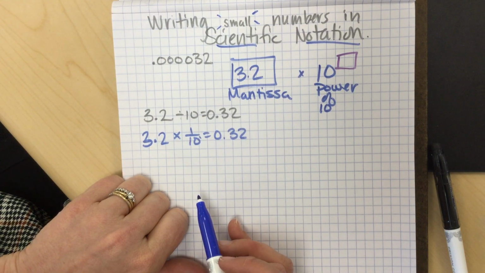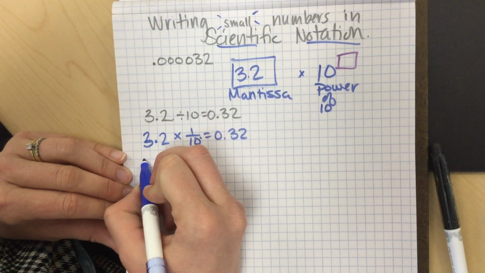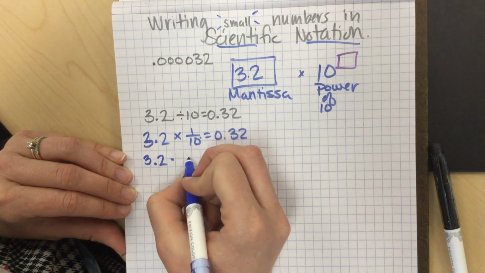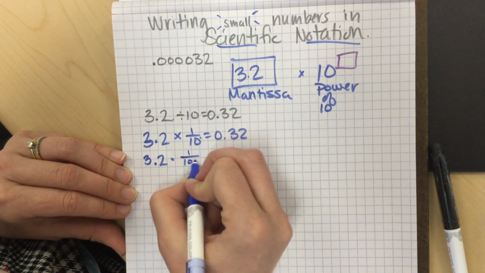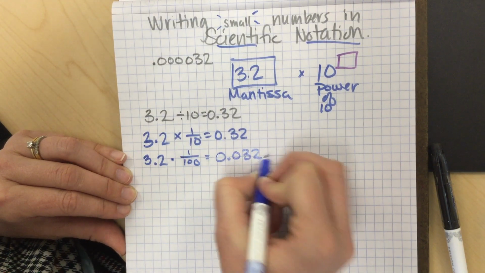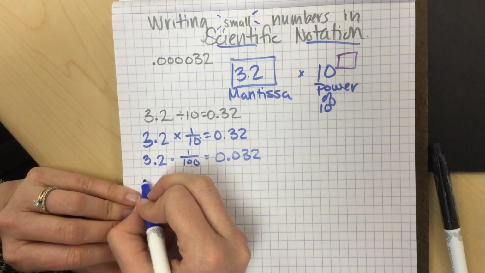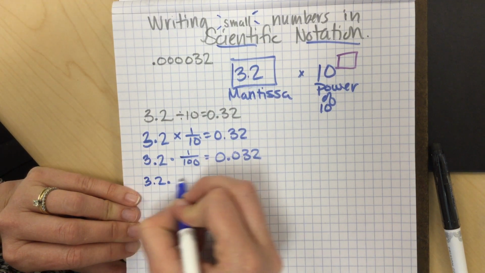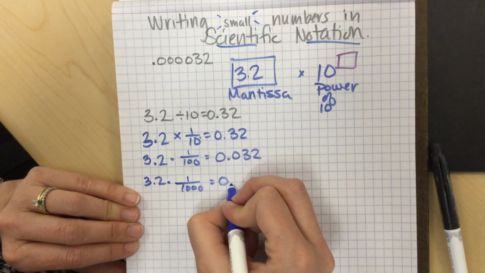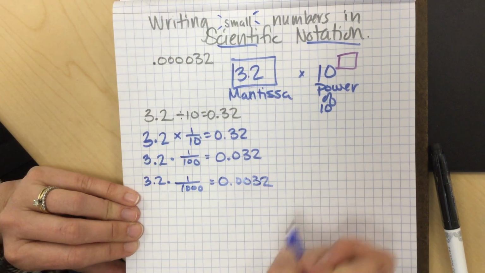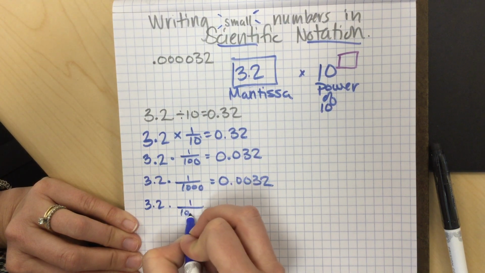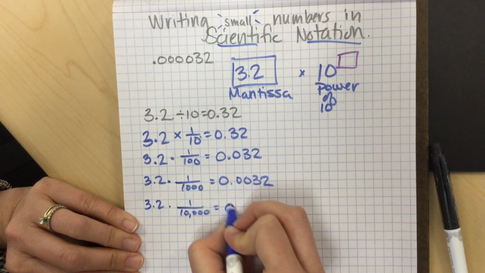If I continue with that and look at 3.2 times 1 over 100, that's equal to that number right there. 3.2 times 1 over 1,000 equals this number right here. 3.2 times 1 over 10,000. Oh man, these numbers are becoming a pain to write again.